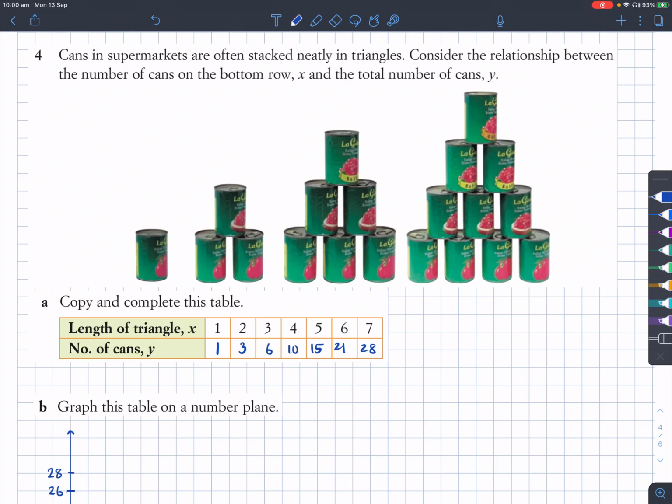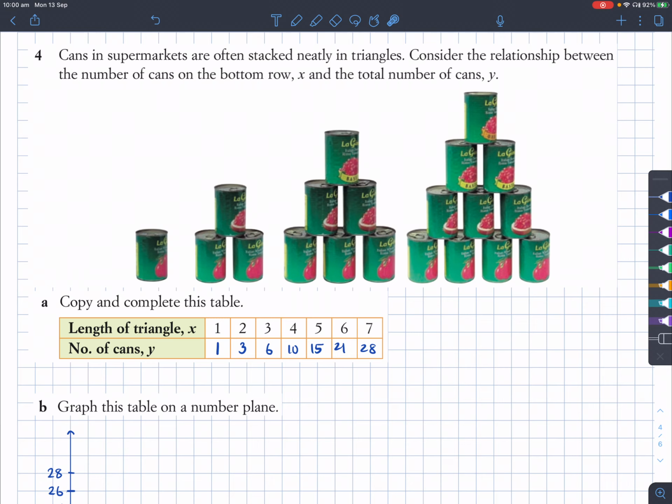So you've now learned about linear relationships and how the relationship between x and y could be linear, meaning it could form a straight line. But let's look at this case where it may or may not form a straight line. In this question, we've got cans in supermarkets which are often stacked neatly in triangles, like this. It looks like a triangle where there's more and more cans added to each bottom row.